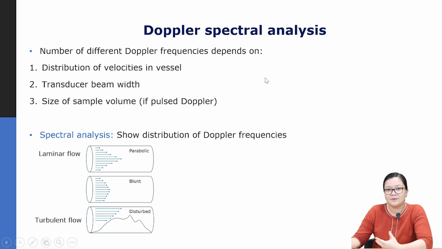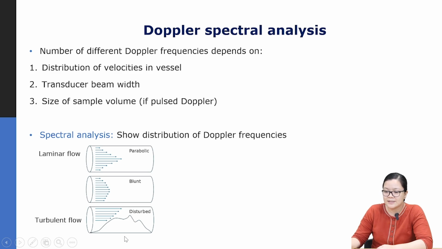We also talked about Doppler spectral analysis. Okay, in the previous slides, I showed you the Doppler spectrum. Now, this spectral analysis shows us the distribution of Doppler frequencies within that vessel of interest. And it can depend on varying factors, such as the distribution of velocities in the vessel, the beam width of the transducer, and that can impact the size of the sample volume, if you're doing pulse Doppler.